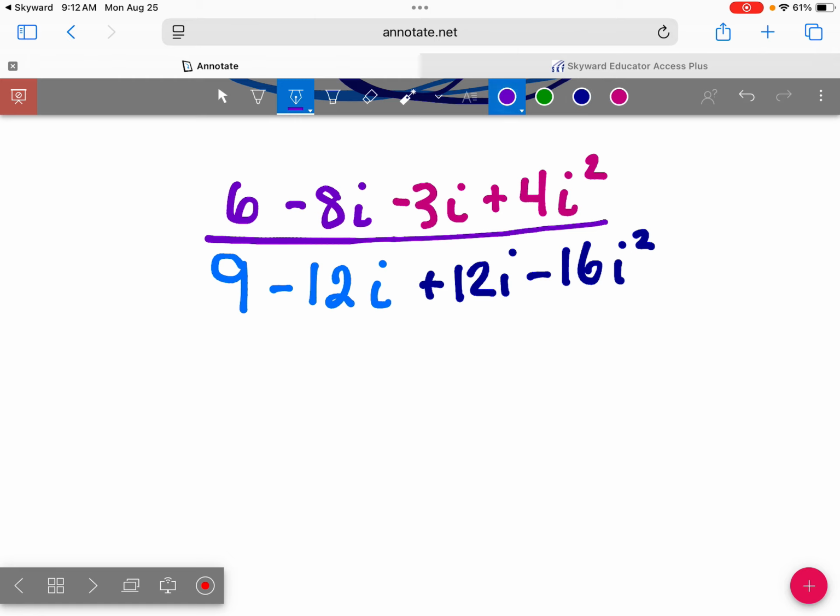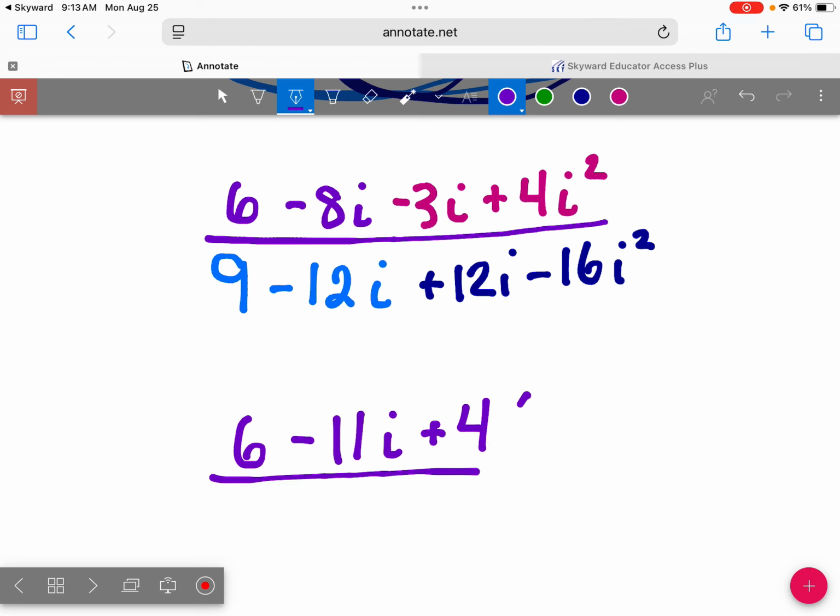So we're going to have our numerator, we've got our 6 minus 8i minus 3i, minus 11i. And then we got 4 times i squared. Well, we know that i squared is negative 1, so you can either think of it as plus 4 times negative 1. You can simplify that to be minus 4. You can combine it with the 6 right here, but I knew I was going to have another row anyway, so I'm just leaving it like this.